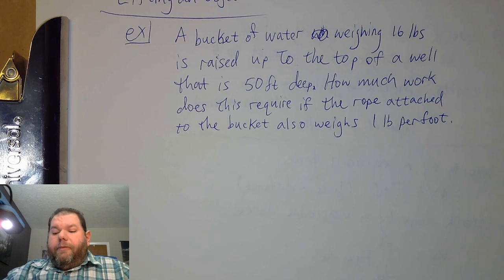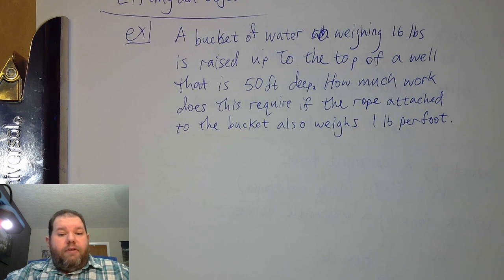Now this is where we get our variation, because if we're just lifting a bucket of water that weighs 16 pounds up 50 feet, and the rope is not involved, then we just multiply those two numbers together because it's a constant force. Now, if we have a heavier rope, or a chain, for instance, we have to also incorporate the weight of whatever medium or object is involved here.